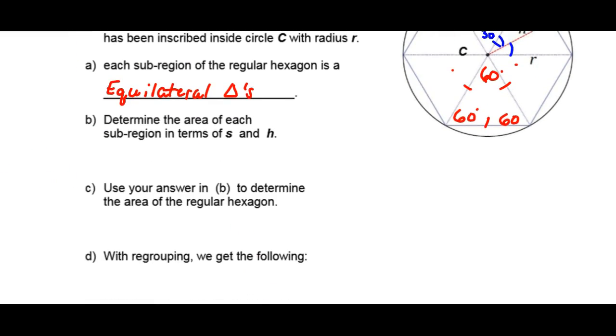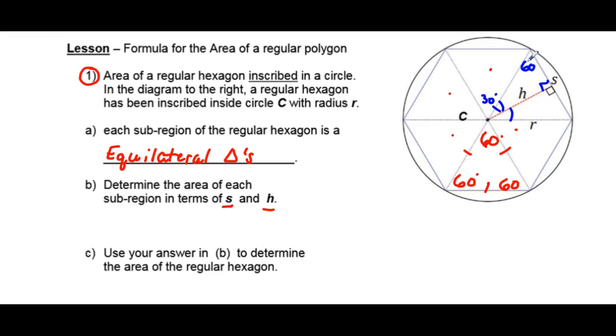Moving down to problem part B. Determine the area of each subregion, that would be each equilateral triangle, in terms of S and H. Looking over at the picture to the right, we want to determine the area of this equilateral triangle. One subregion being one equilateral triangle using H and S. Well, knowing that the formula of a triangle is 1/2 base times height, we're just going to substitute S and H. So, area of that triangle will be 1/2 base, which is S, times height, which is H. 1/2 S times H. That was not bad.